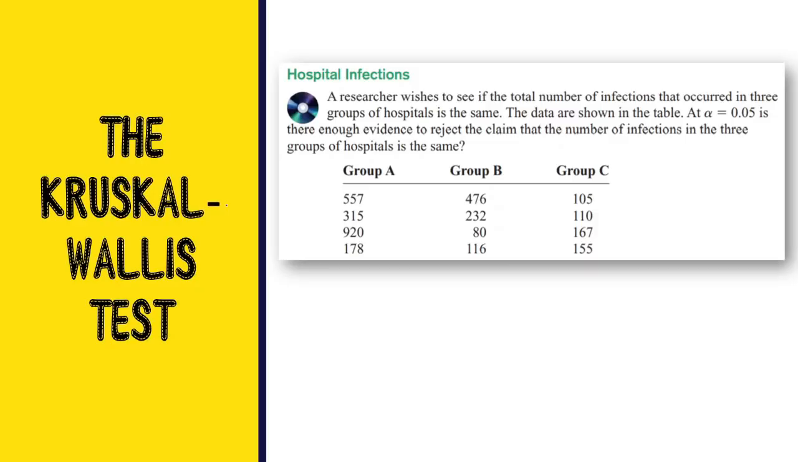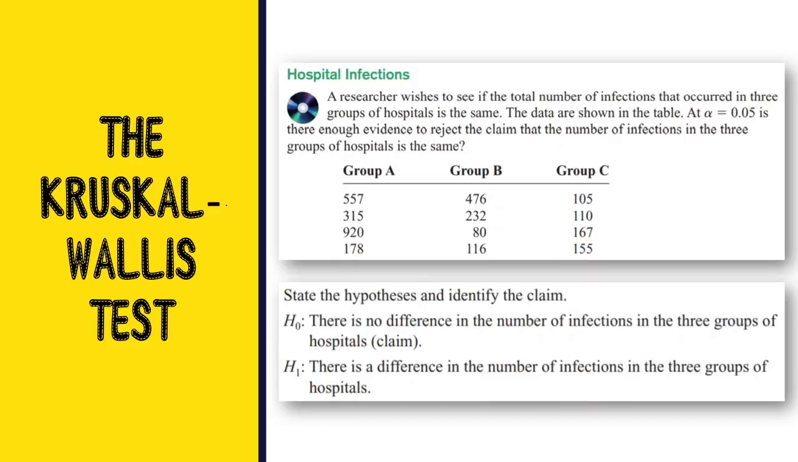So we have here your hospital infections. Let me just read. So a researcher wishes to see if the total number of infections that occurred in three groups of hospitals is the same. The data are shown in the table. At level of significance 0.05, is there enough evidence to reject the claim that the number of infections in the three groups of hospitals is the same? So you have here groups A, B, and C, and then the number of hospital infections.